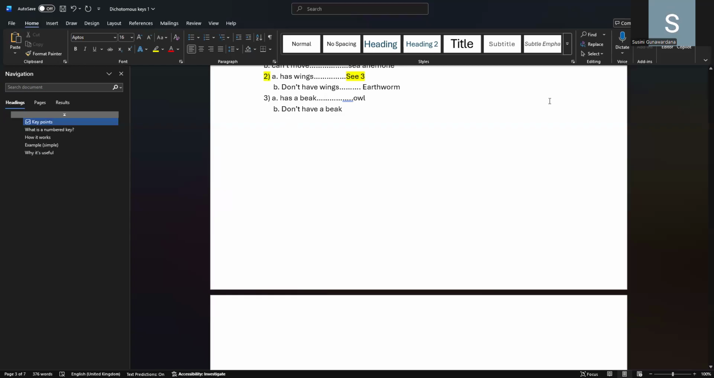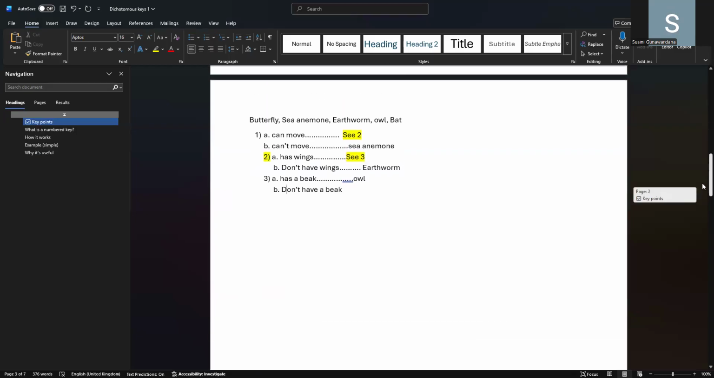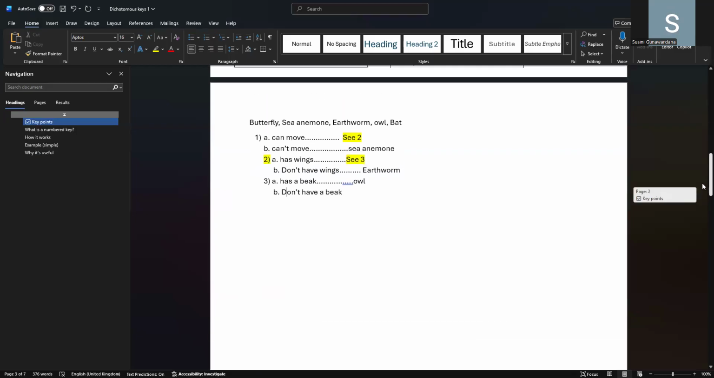Who don't have beaks, according to this one? Just have a look. Bat and butterfly. So can you write their names? No, you can't write. As there are 2 animals, you can't write. So you have to write 4. So in here, that 4 will be indicating below. Right? This 4 will be this.